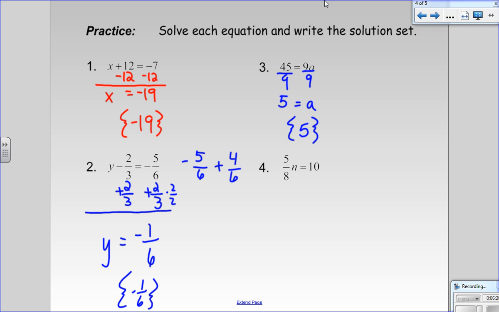And lastly, we have another fraction. So to isolate n for number 4, we'd want to multiply by the reciprocal. So n is going to equal, well, 10/1 times 8/5. We can cancel and reduce our fractions. 16/1, just 16, and therefore 16 is our solution.